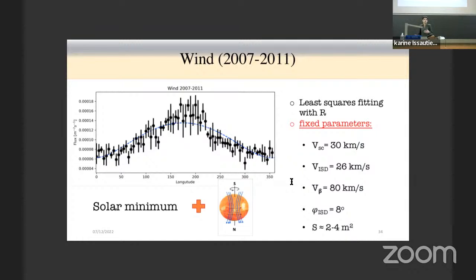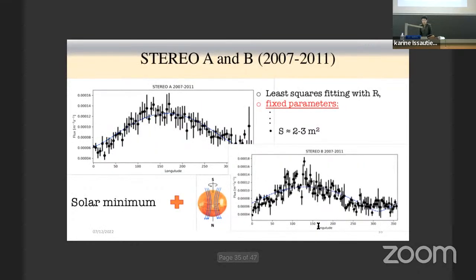I forgot to say that we have those fixed parameters. We put the values for the speed of the spacecraft and for the interstellar dust. I said at the beginning that it's 26 kilometers per second, and also the value for the beta meteoroids. And we also consider the latitude for the interstellar dust, and we had to put some value for the surface of the spacecraft because it's mentioned in the equation. And we did the same for STEREO A and B, for the same years basically.